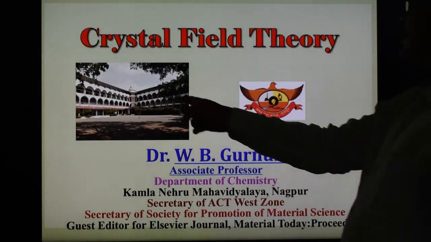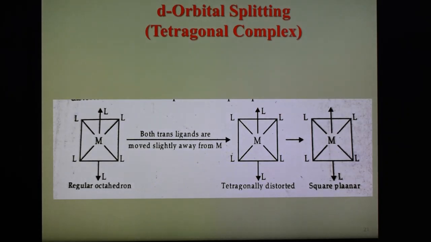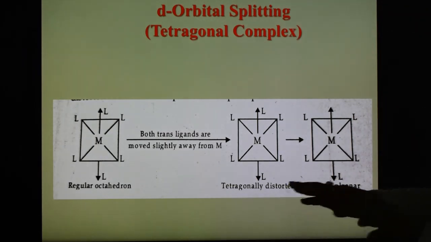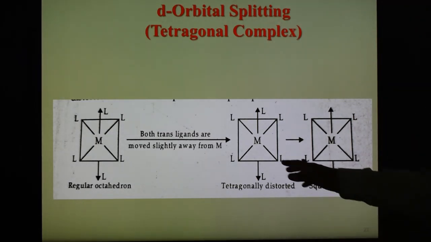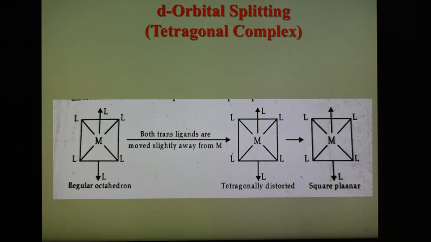So today's presentation is again on crystal field theory. We have already seen the d orbital splitting in octahedral and tetrahedral complexes. Now we are going to see the d orbital splitting in tetragonal complexes. This is a regular octahedron with all bond distances equal. When the two trans ligands are elongated, we get a tetragonally distorted octahedral geometry. When these two trans ligands are compressed or flattening takes place, we get a square planar geometry.